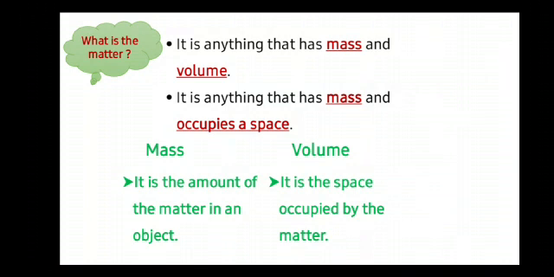So we have 2 definitions of matter. The first one: anything that has mass and volume. The second: anything that has mass and occupies a space. We replace the word volume and put occupies a space or takes a space. So we have 3 very, very important definitions: matter, mass, and volume. Matter is anything that has mass and volume.